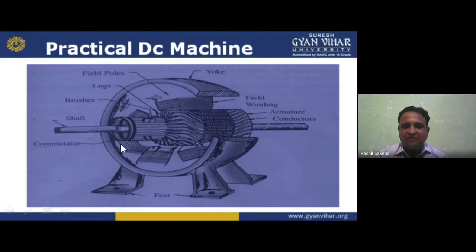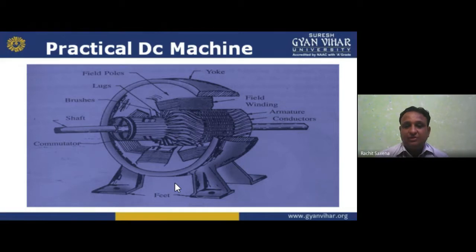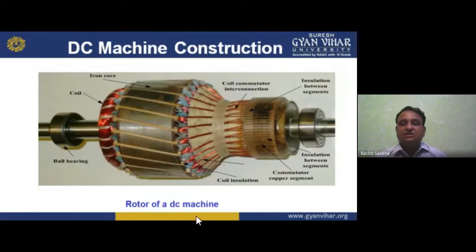Here in the shaft, this is a commutator, and this winding is connected with the armature conductors coil. This is the feet through which we can bear it and place it on the foundation. So this is the practical design. Now, DC machine construction looks like this.